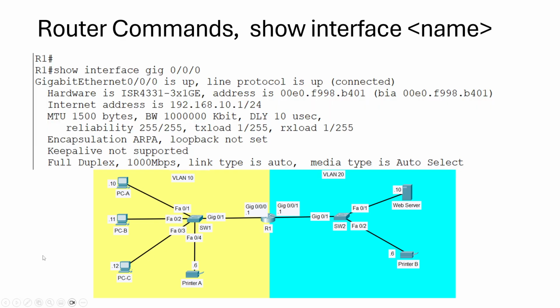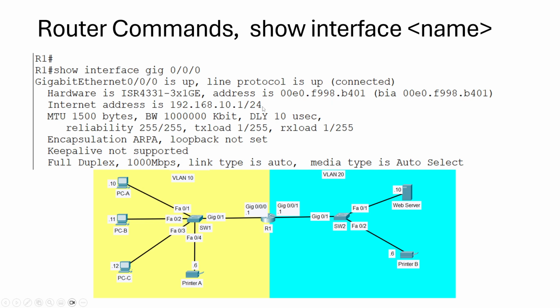Now for some of the router commands. One of the best commands for troubleshooting is show interface. If you just do show interface, it will list all the interfaces. But if you want just a specific interface, you can add the interface ID at the end of the command. In this example, we see that gig 0/0 is up, its line protocol is up, and it's connected. We can see its MAC address right here.